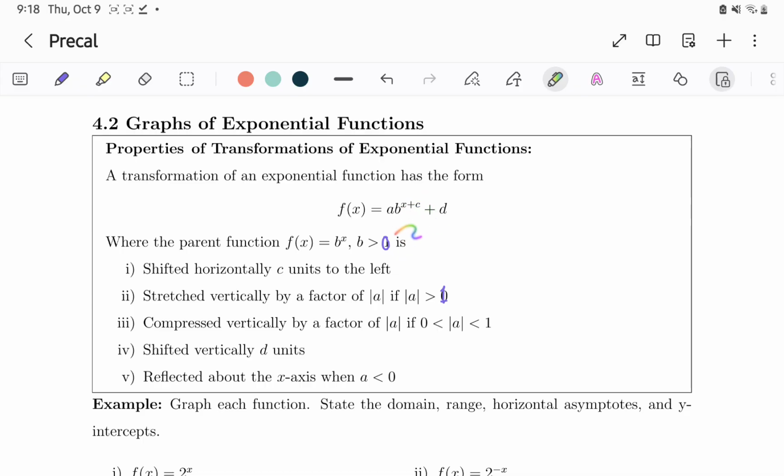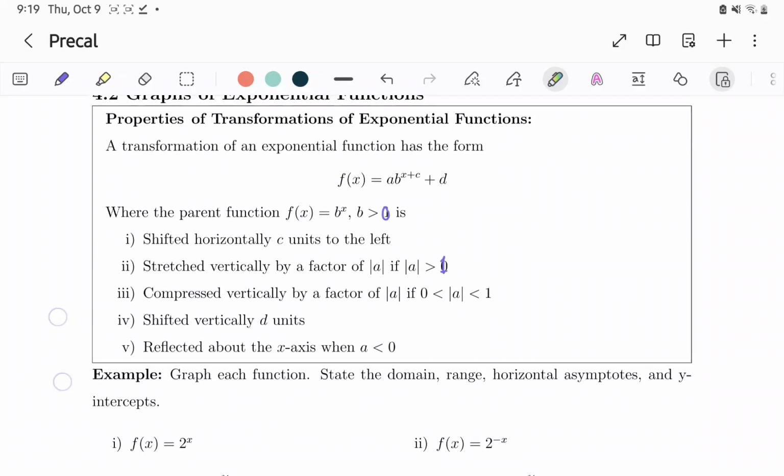So the one kind of transformation that we are missing here is, of course, a reflection about the y-axis, and that would happen whenever we have a negative coefficient out in front of the variable x. So if we had something like b to the minus x, then that would be a reflection about the y-axis, which we talked about when we first talked about transformations of functions back in chapter 1. All right, so now that we've talked about the properties, let's get into the examples.